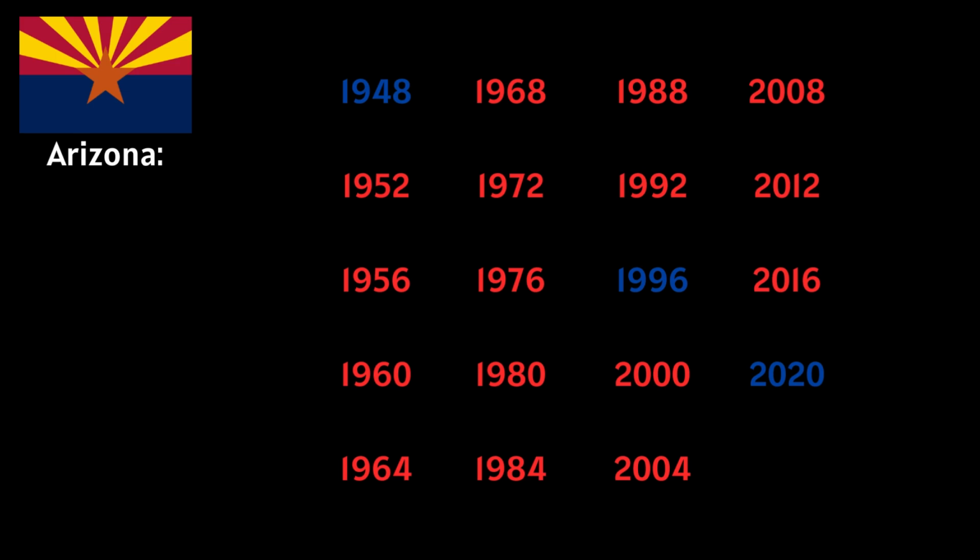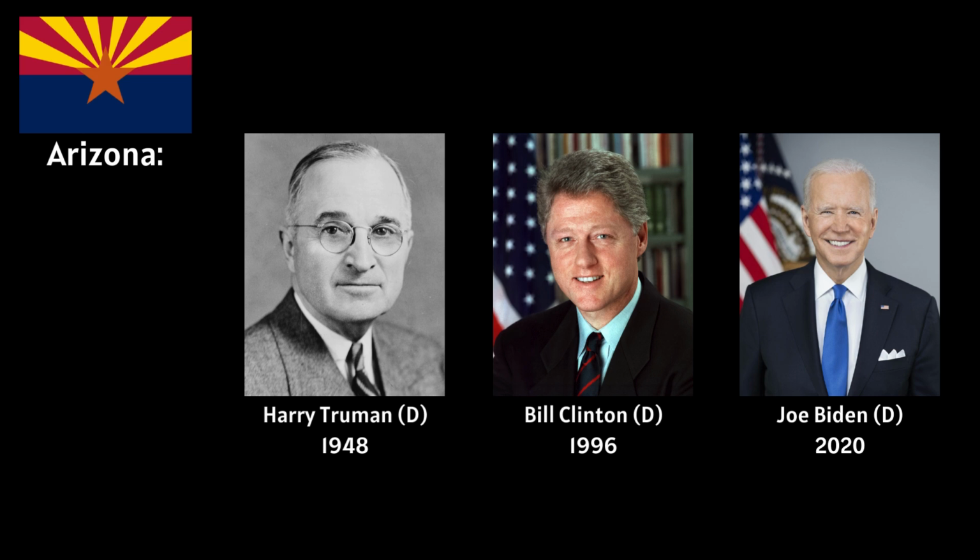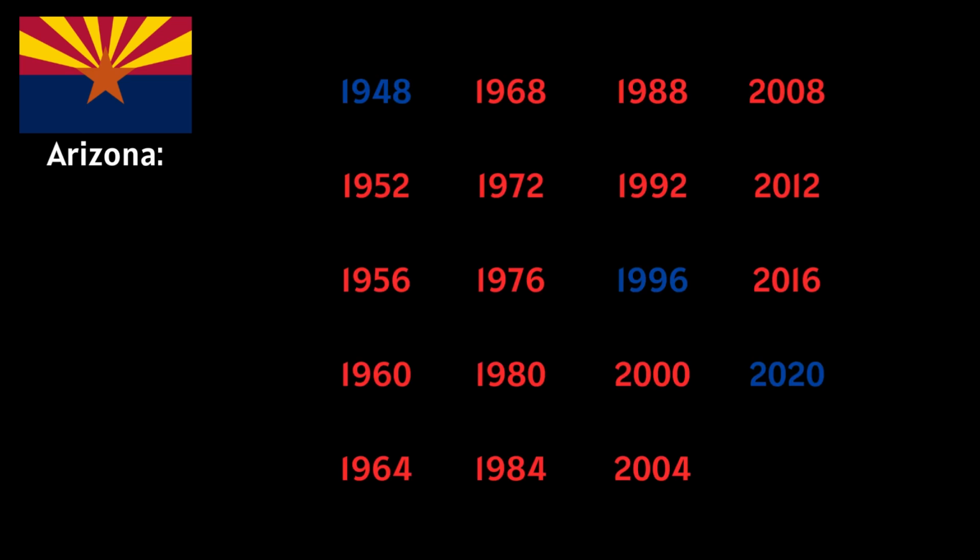Arizona, although historically a Republican state, has become a swing state in recent elections and could be a huge decider in the winner of the 2024 election. Arizona has historically voted for 3 Democrats, Truman in 1948, Clinton in 1996, and Biden in 2020. Otherwise, they have voted for 16 Republicans since 1948.